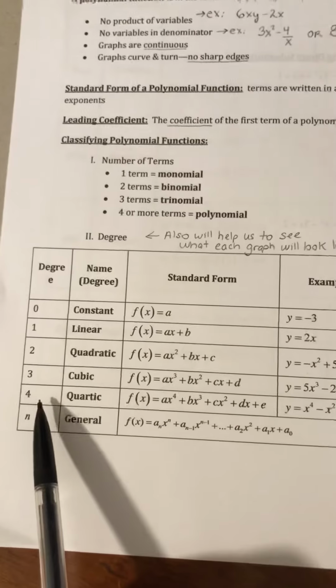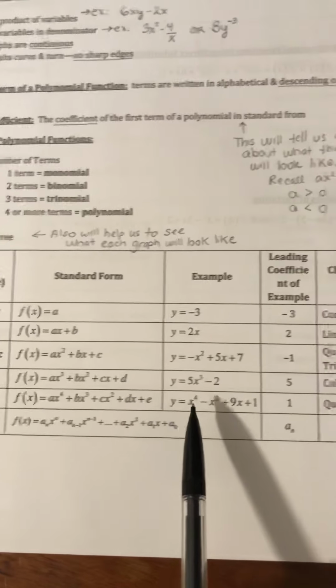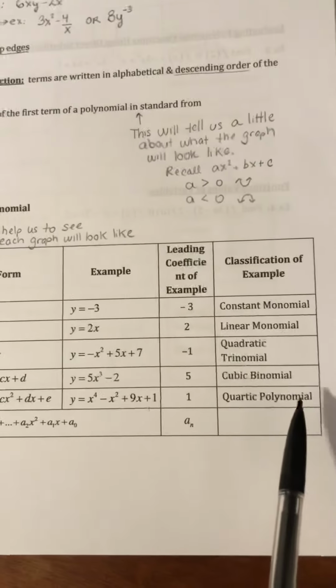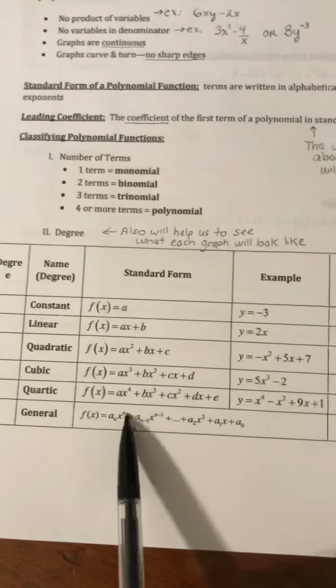Next one here, degree of 4. It's quartic. Leading coefficient is 1. Again, it's a quartic, and there's 1, 2, 3, 4 terms. So it's a polynomial. And then general term, the nth power, your degree would be n.